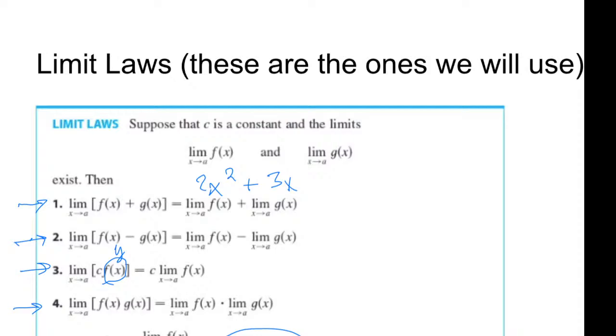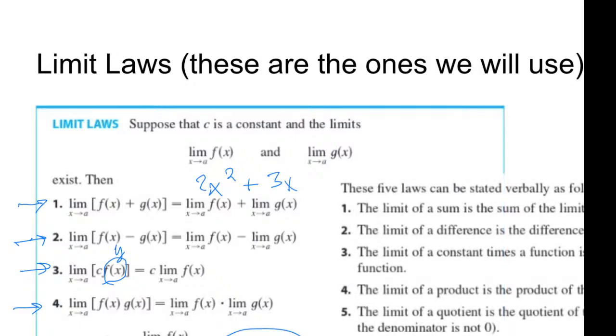So that's the lesson. Now let's look at some examples. Well, actually, I've got one more slide. So here are these 5, and again, this is just a screenshot from the text. There's the verbal version of what they're doing. So the first one is the limit of the sum is the sum of the limits.